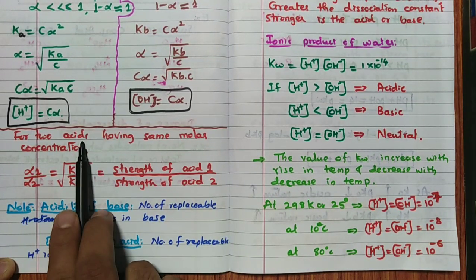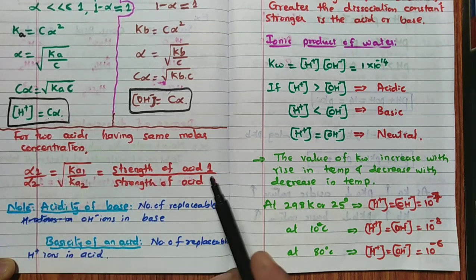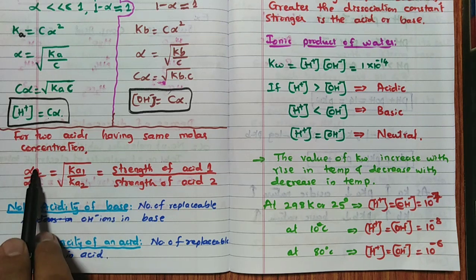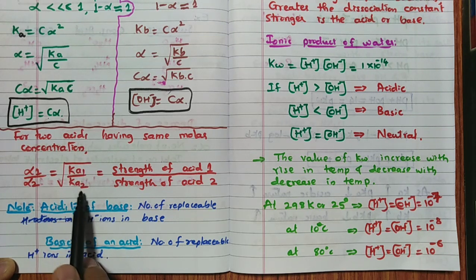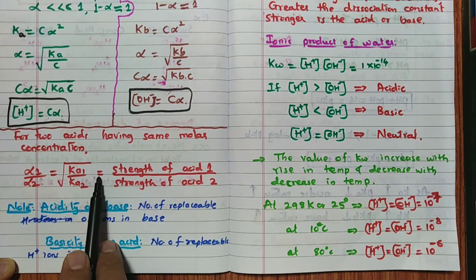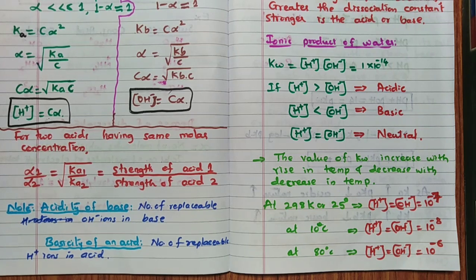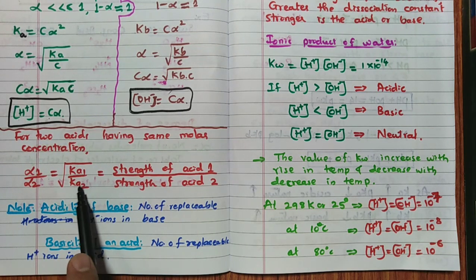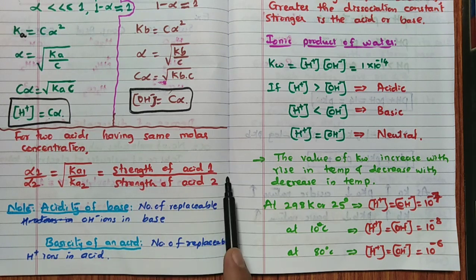If the solutions have the same molar concentration, it may be acid or base. I have written it for acid, you can write it for base also. Alpha 1 by alpha 2 is equal to root of Ka1 by Ka2. Remember here C is the same. Hence root of Ka1 by Ka2 gives the strength of acid 1 divided by strength of acid 2. Similarly, root of Kb1 by Kb2 gives strength of base 1 divided by strength of base 2.